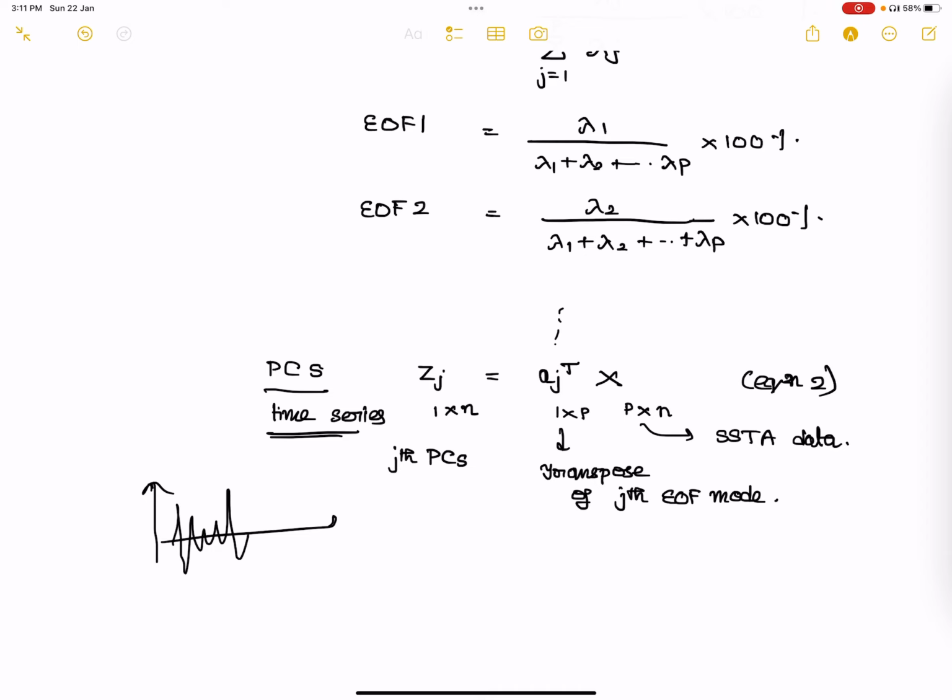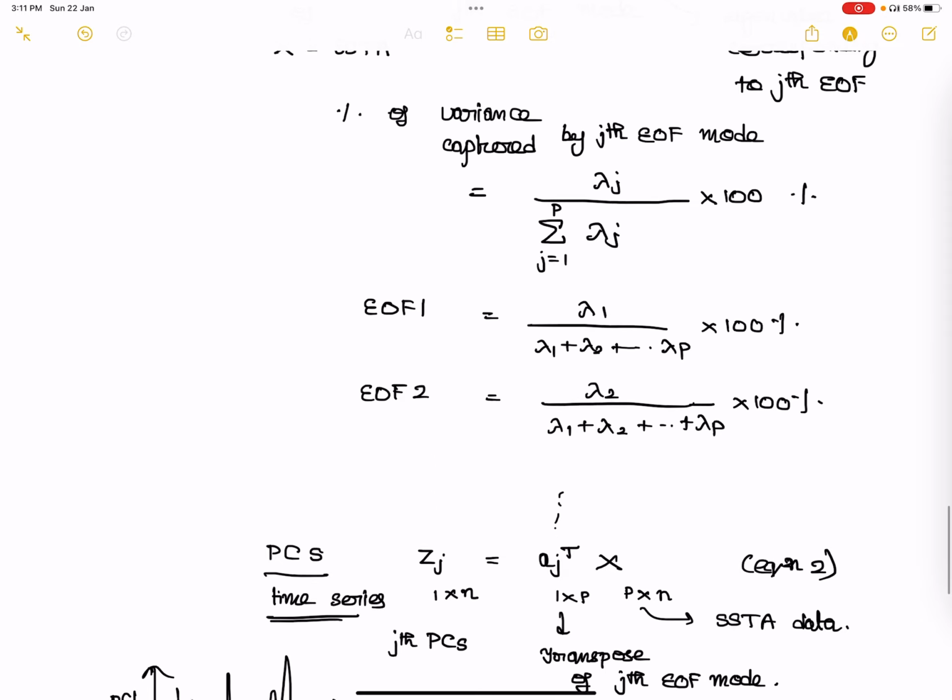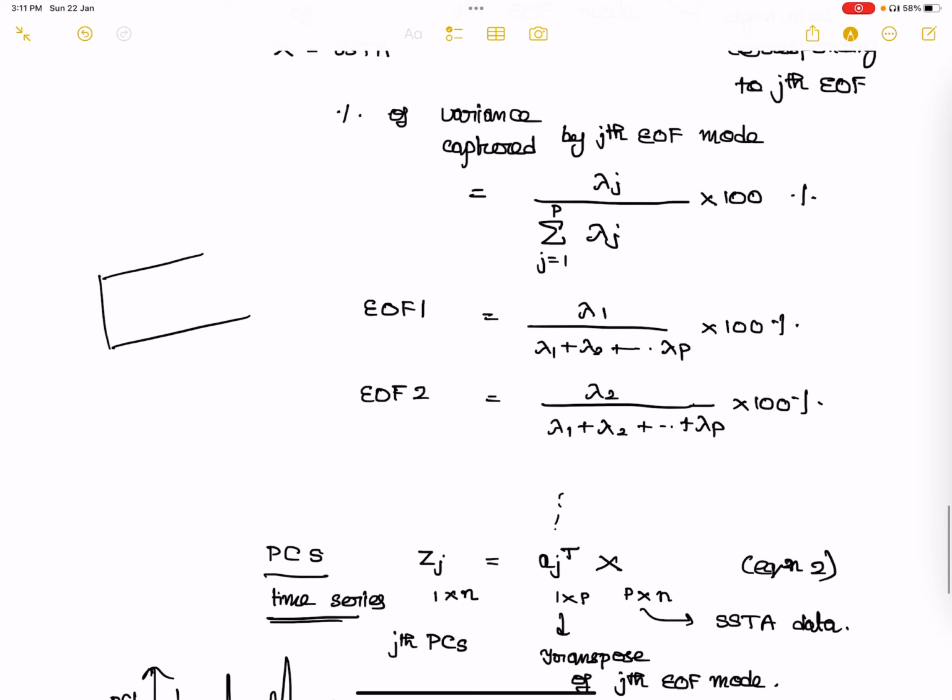So this is PC1, suppose, and this is time. And these are the EOFs. Say for EOF1, there is a spatial pattern, somewhere a positive anomaly, somewhere a negative anomaly, somewhere a positive anomaly in the polar space. Okay, so these are the things, and the percentage capturing is this.